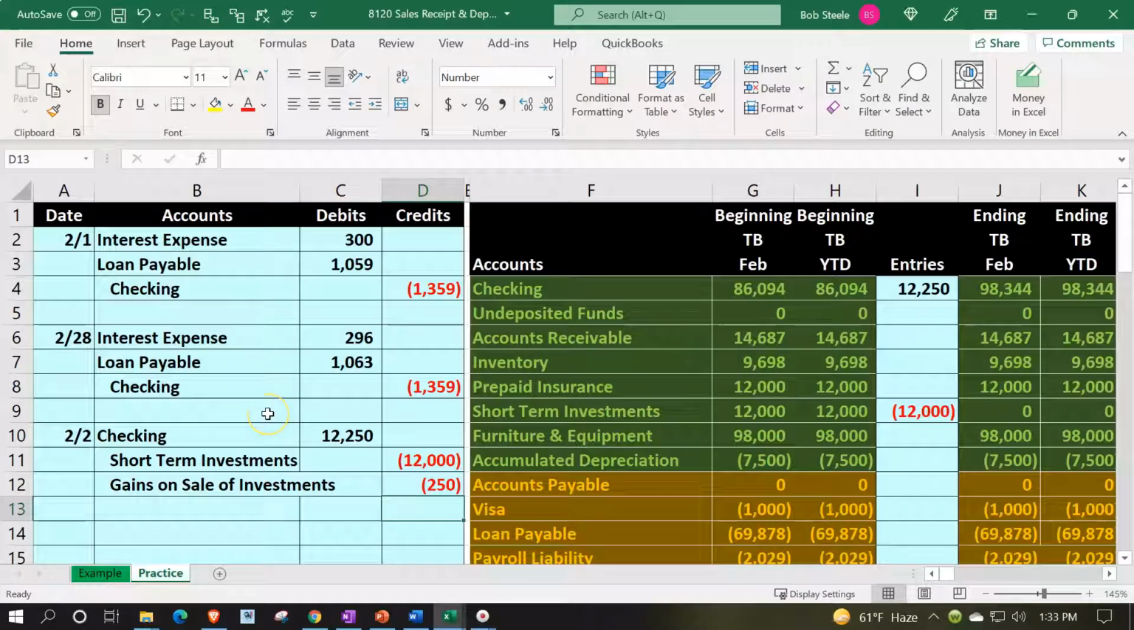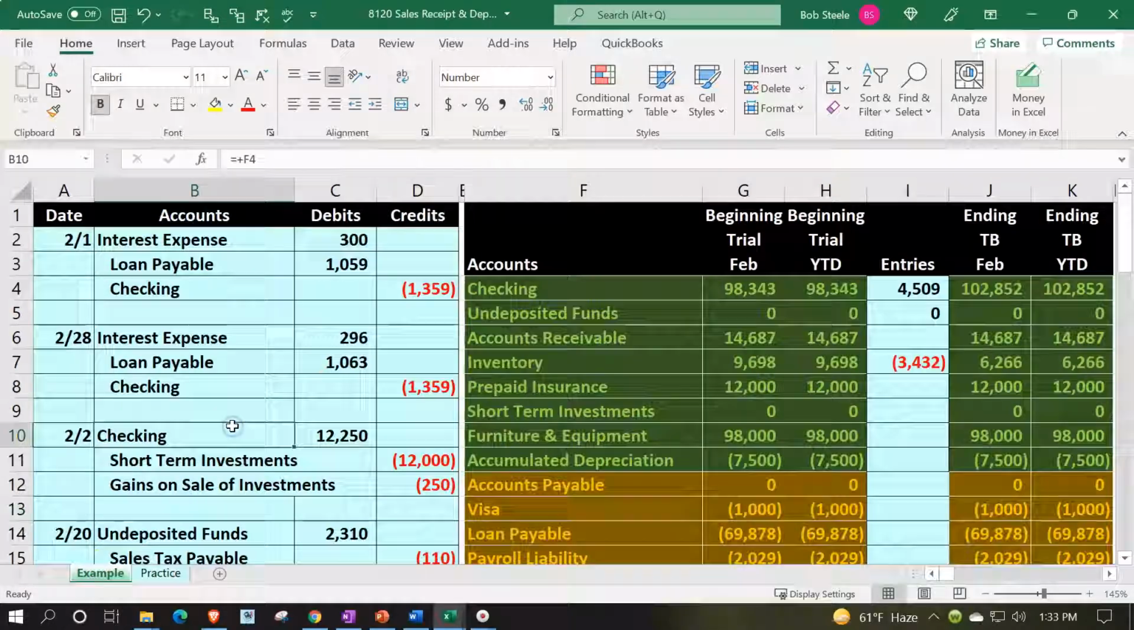Here we are in our Excel worksheet. In prior presentations, we put together the worksheet from a blank sheet. Now we're entering transactions into it. If you have access to it, there are two tabs down below, an example tab and a practice tab. The practice tab starts out where we left off last presentation, with the example tab in essence being an answer key. Let's take a look at it now.